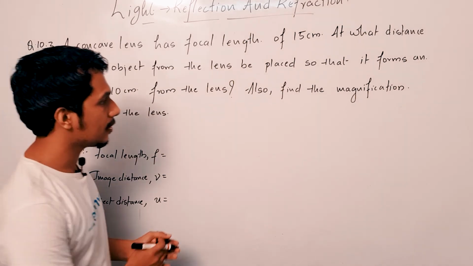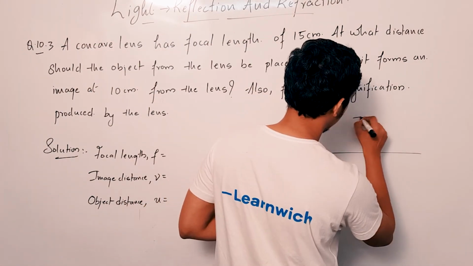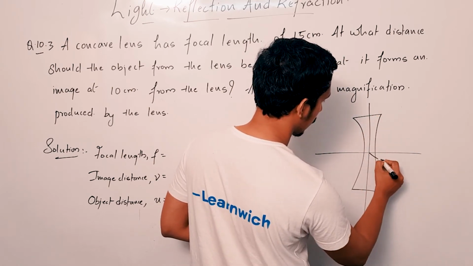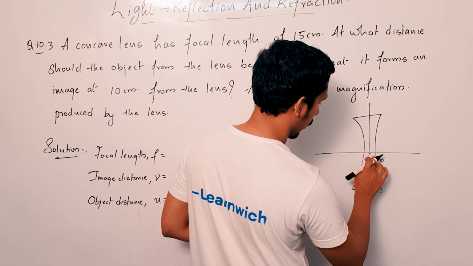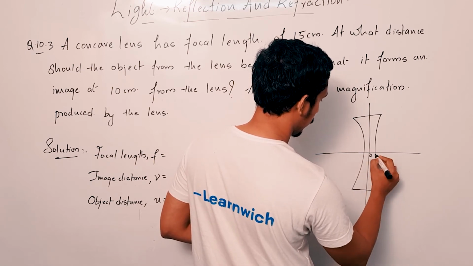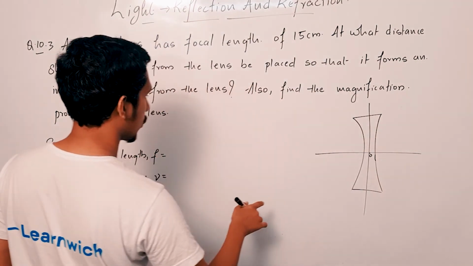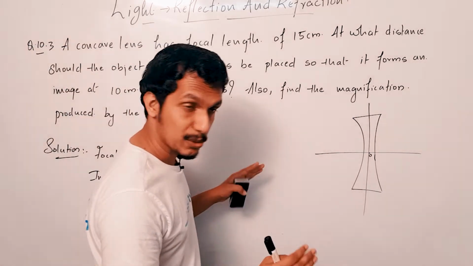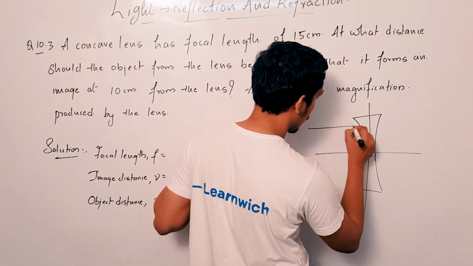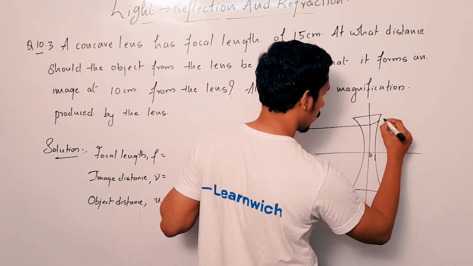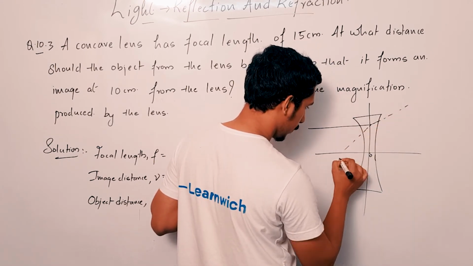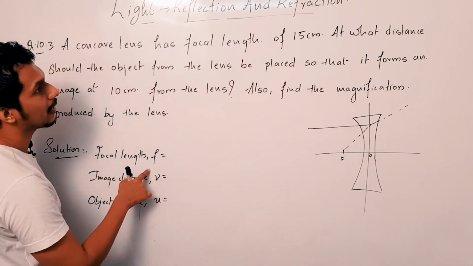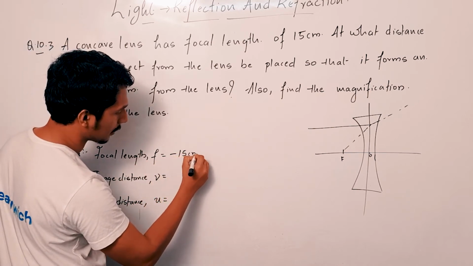Okay, no problem. So we have a concave lens here. This is the optical center, which I'll simply mark O. It is given the focal length of 15 centimeter. I told you, in case of a concave lens, if you draw a line parallel, it always appears to diverge away from the focus. So this is the focus that you have to consider. It is on the left side of the lens. So focal length f will be minus 15 centimeter.